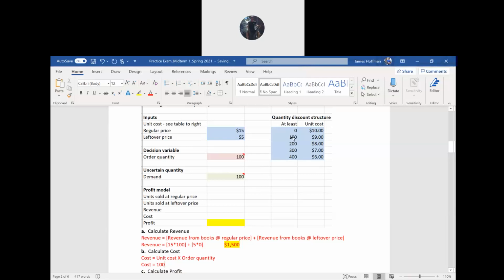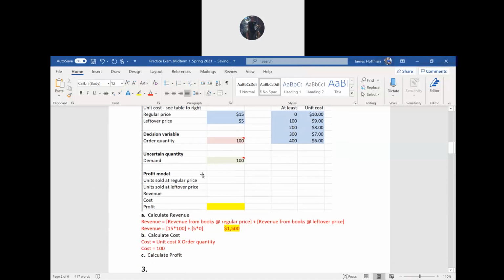So if it's this number and less than the number below it, then you base your unit cost on that. Every time you order an extra 100, you get a bulk discount. But in this case, we get this discount. If we order anything less than 200, we charge $9 per book.